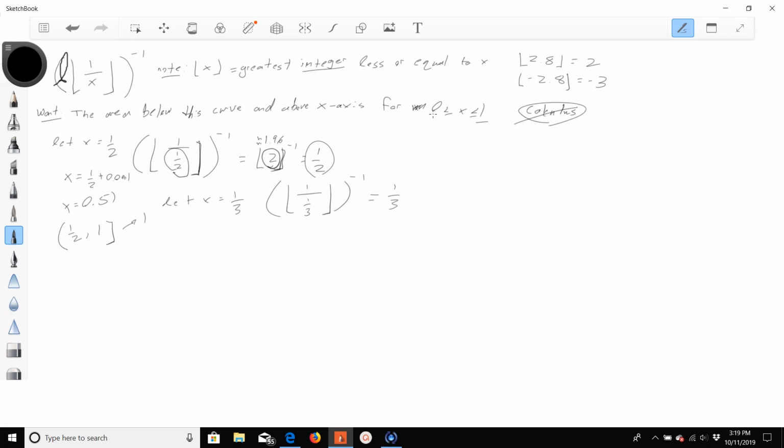So, now if we plug in something just a little bit bigger than a third, like x is equal to maybe 0.34, because a third is 0.3 repeating. We're going to be dividing by a slightly bigger number here.